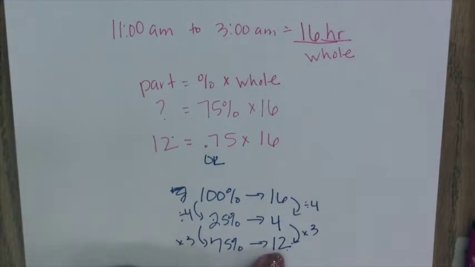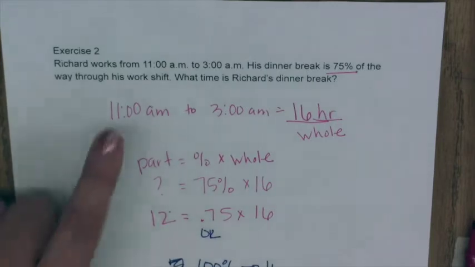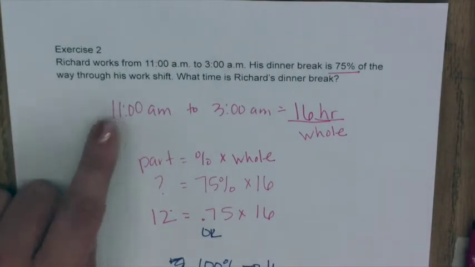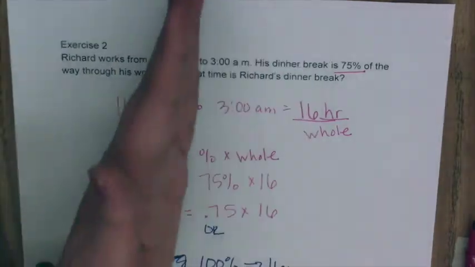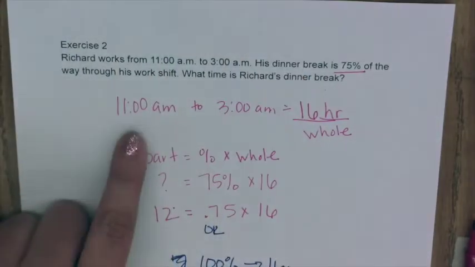So we know 12 hours into his shift is when he gets to take his dinner break. So we need to figure out if he starts at 11 a.m., what would be 12 hours apart from that, which we know a clock is set up every 12 hours. We switch from AM to PM, so his dinner break would be at 11 p.m.